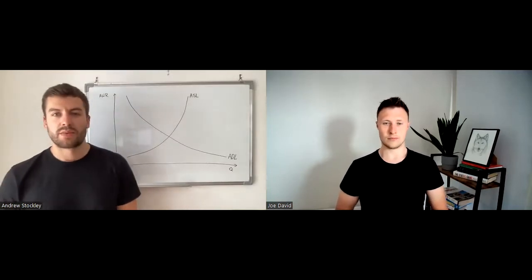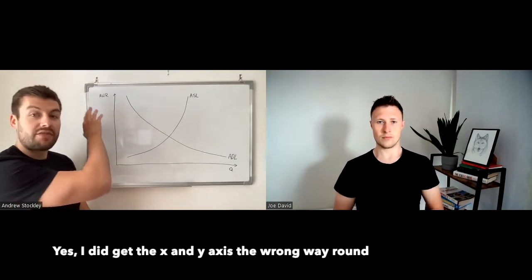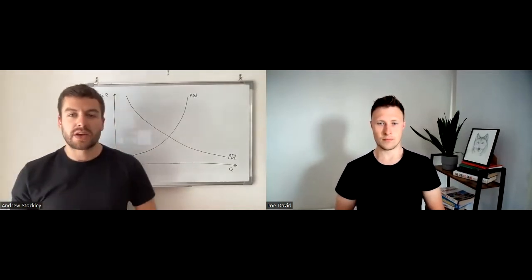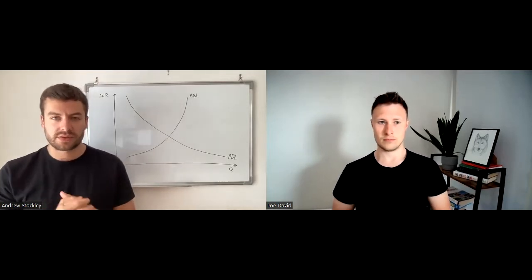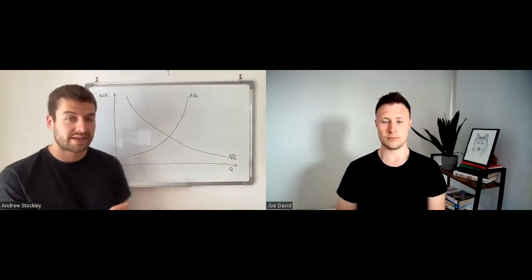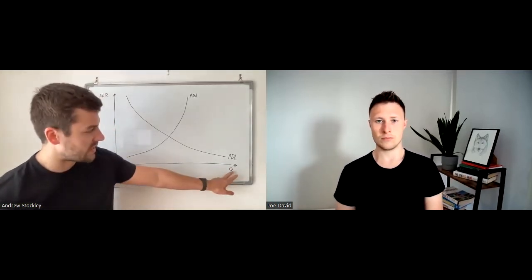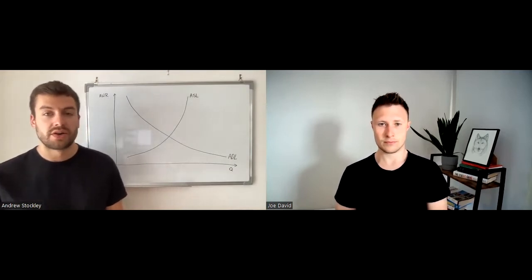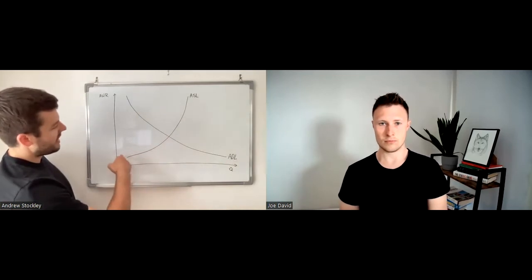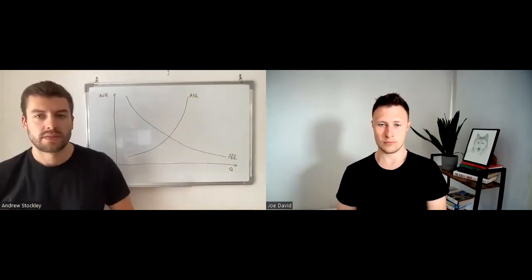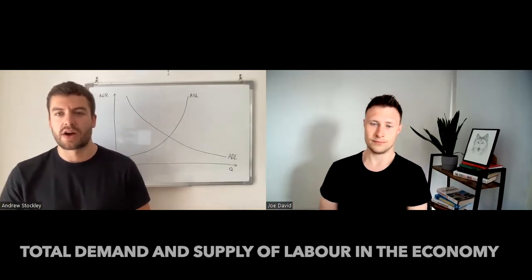So we've started out with the graph behind me. On the x-axis, we have the real average wage rate, and it's real because it's been adjusted for inflation, or to take prices into account. And on the y-axis, this bottom axis here, we've got the number of workers, which we've just denoted as Q. What this graph currently shows is the average demand for labour and the average supply of labour, which is the total demand and supply of labour in the economy.